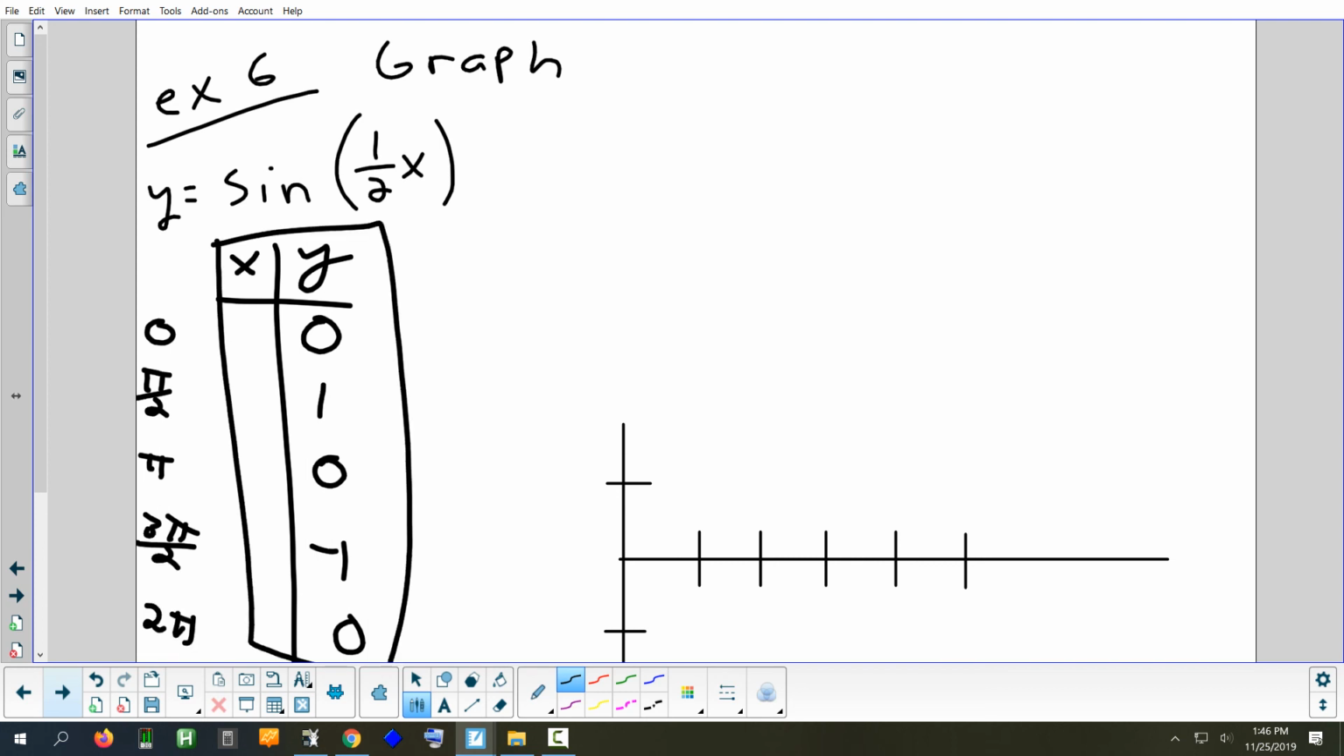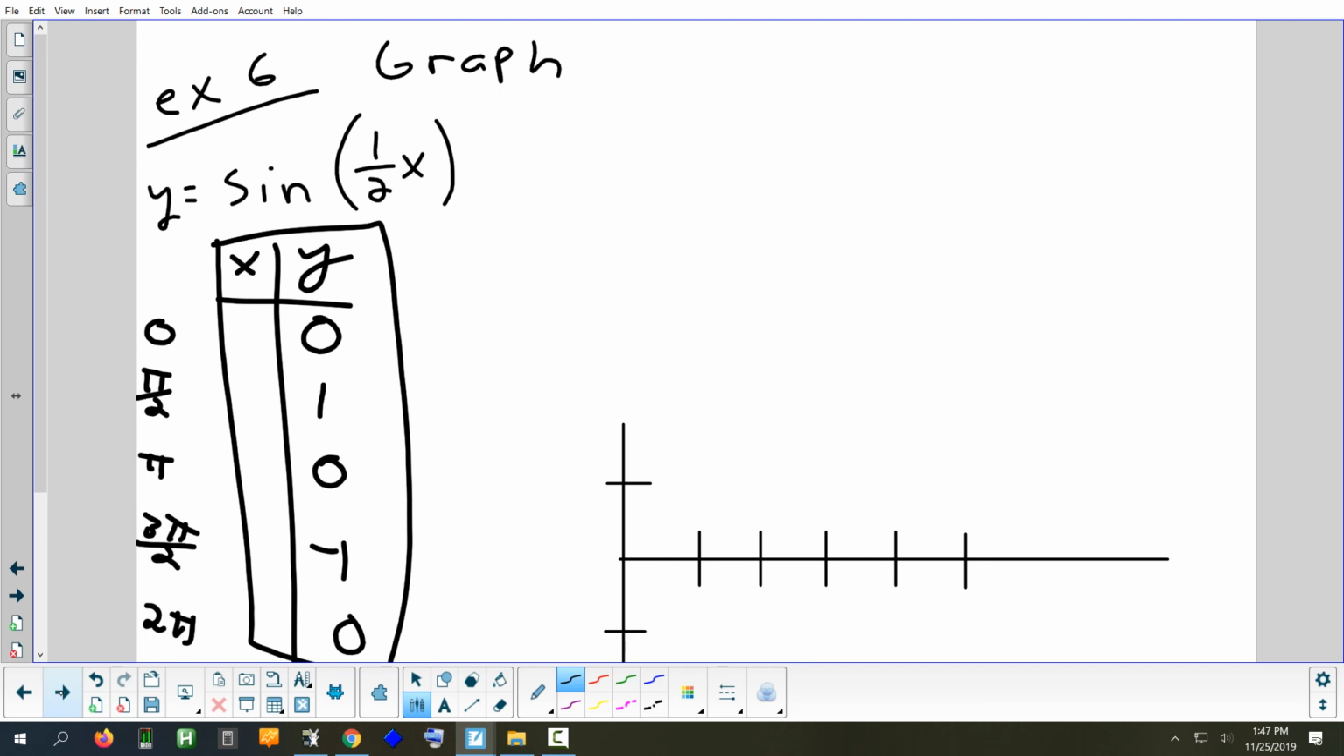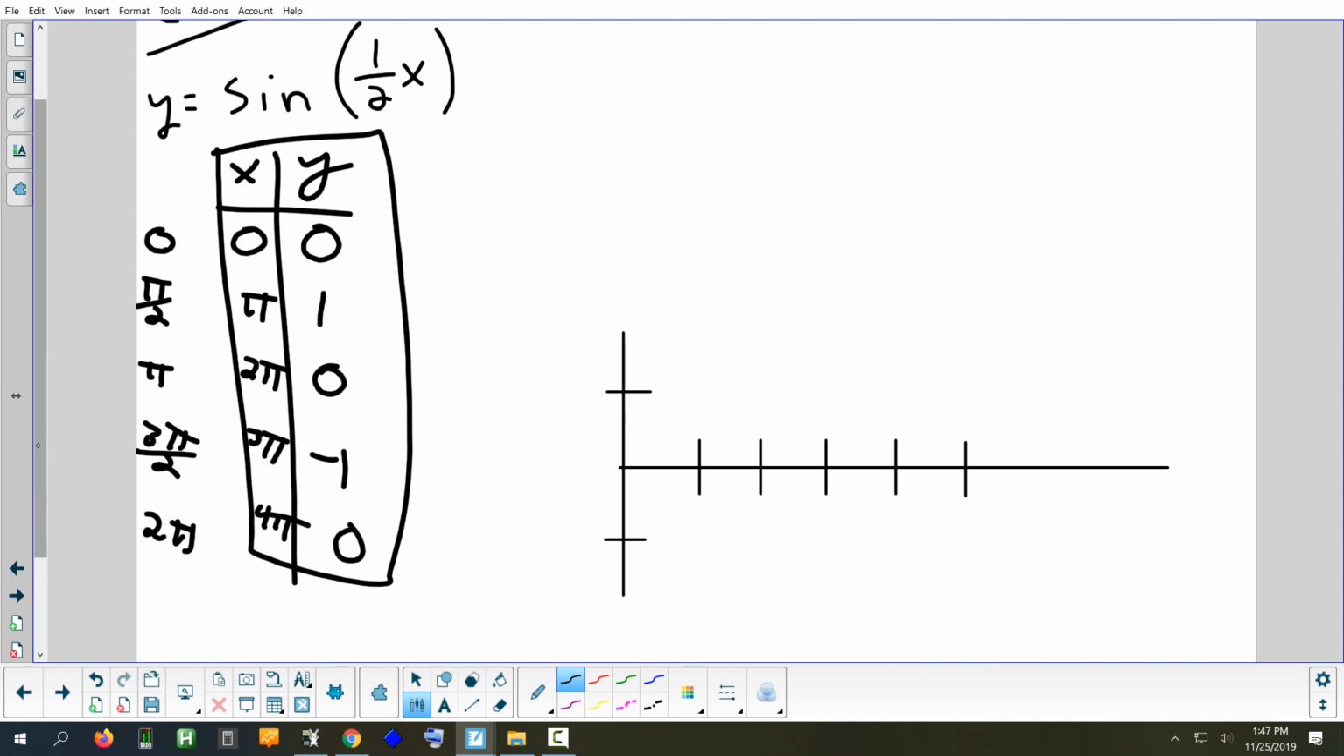Now, you can think about doing this two different ways. This is fine. Take all the original x values and divide by b. What's b in this case? It's a half. So, dividing each one of these by a half, kind of weird to think about. It's the same as just multiplying by 2. So let's think of it that way. Times 2: 0, pi, 2 pi, 3 pi, 4 pi. Yep. Oh, that's so clean. Yeah. Sometimes they come out nice like that. Sometimes they're a little messier, but that's the idea. Okay. Now label your axis and we'll go from there.